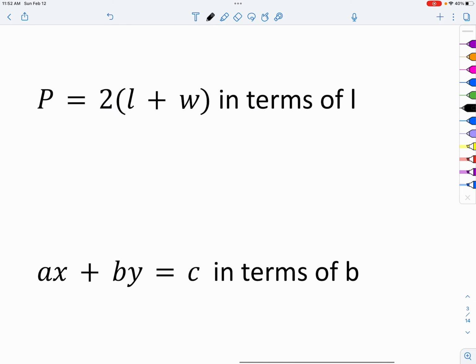Two more examples here. P equals 2 times the bracket L plus W. Solve this one in terms of L. So get L by itself. This one you could do a couple different ways. Here's the L term. I could get rid of that multiplying of 2 out front of the brackets by dividing by 2. Right, so I could do this, and then this would be gone. And I would have P over 2 equals L plus W. Move the W over.